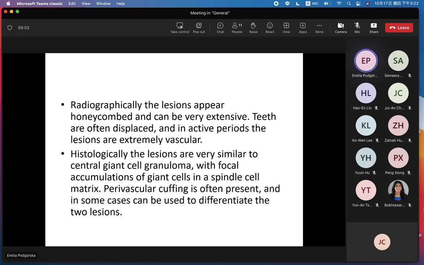Histologically, the lesions are very similar to central giant cell granuloma, with focal accumulations of giant cells in a spindle cell matrix. Perivascular cuffing is often present and in some cases can be used to differentiate the two lesions.